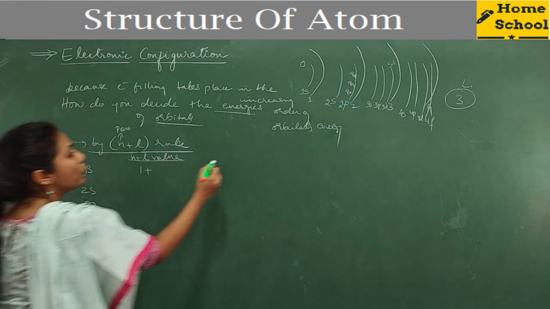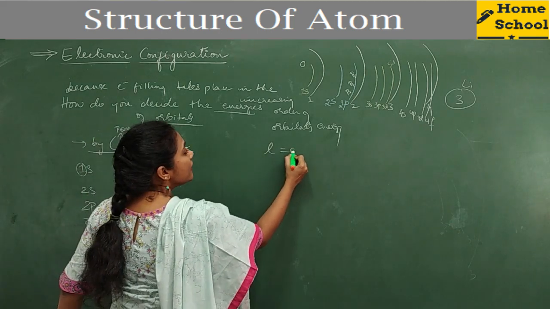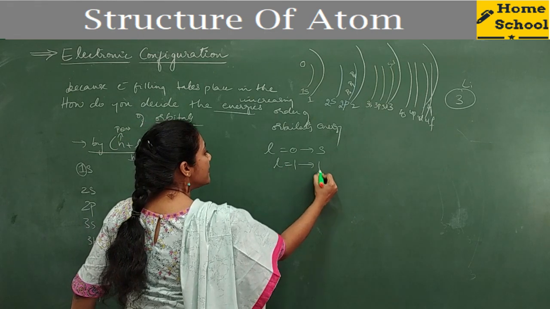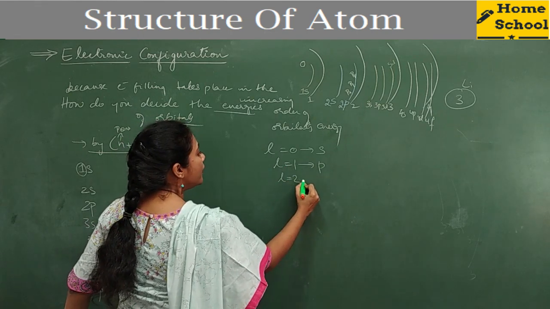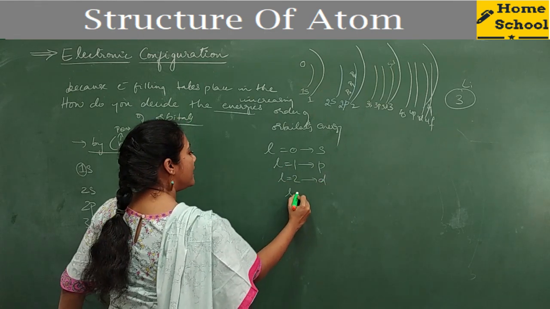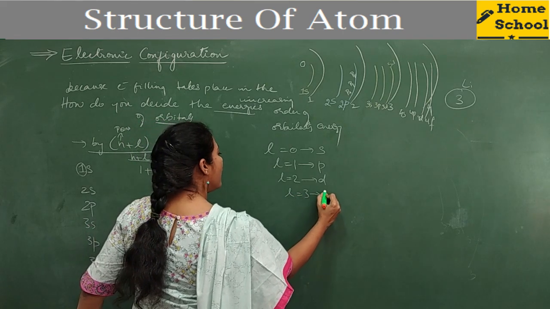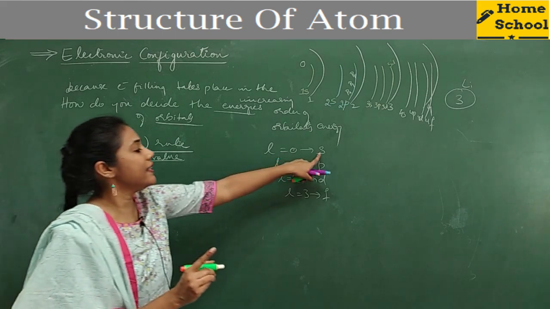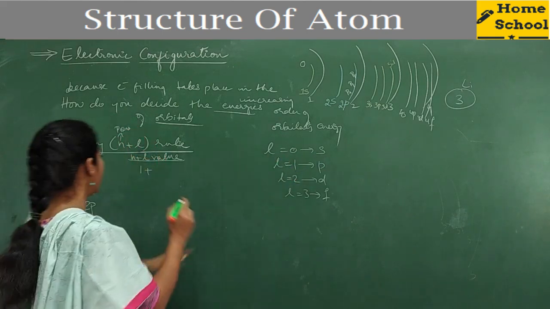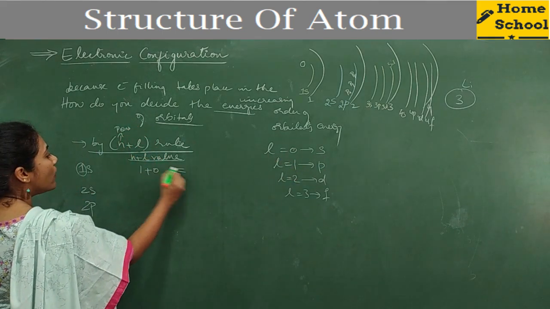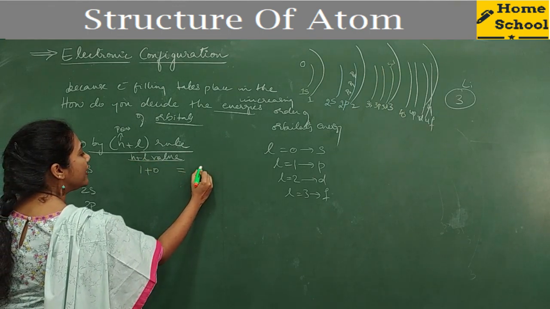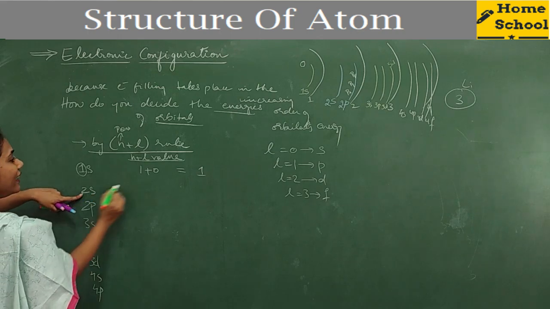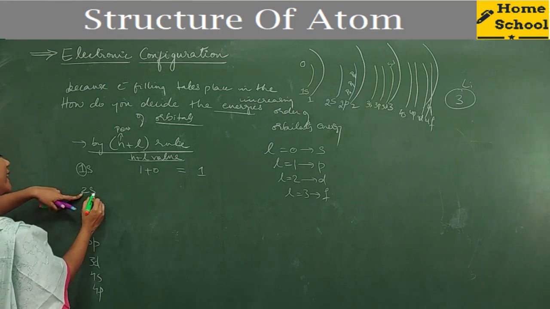We all very well know the concept that l equal to 0 means s subshell, l equal to 1 means p subshell, l equal to 2 means d subshell, and l equal to 3 means f subshell. So here s subshell means the l value is 0. So 1 plus 0, what n plus l value do you get here? 1. Okay, fine.